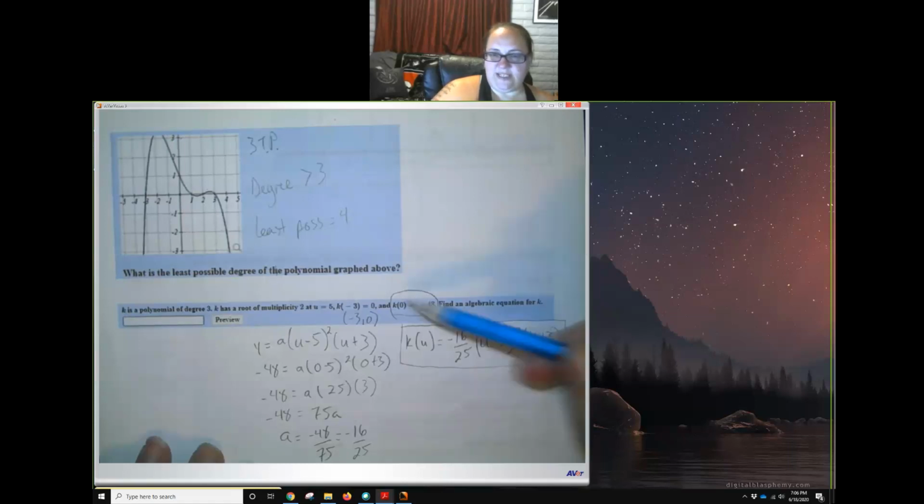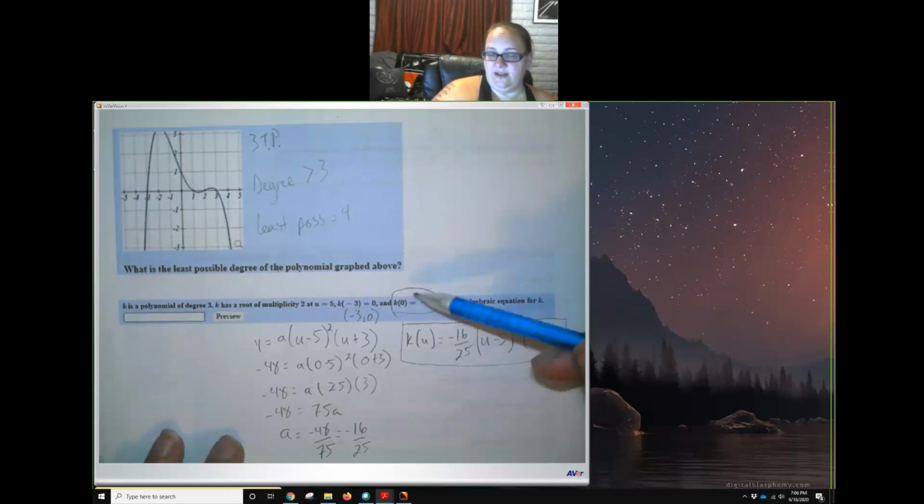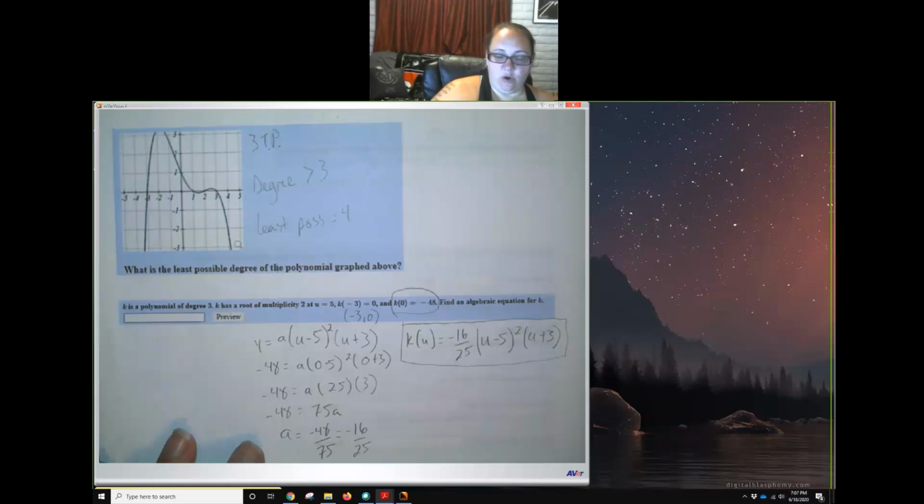And they're always going to give you that third point or that other point so that you can figure out what your a value is. It won't always be that this is 0. Sometimes it'll be like k of 7 equals 23, but then you're still just going to plug in your y value here and your x value here.